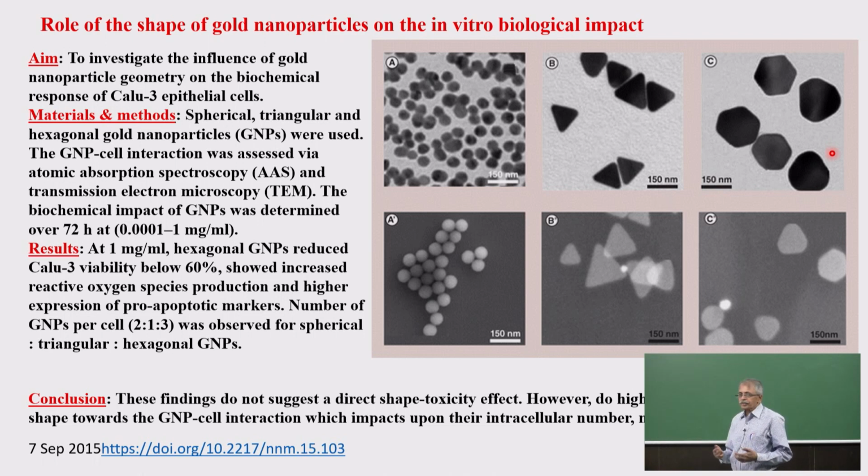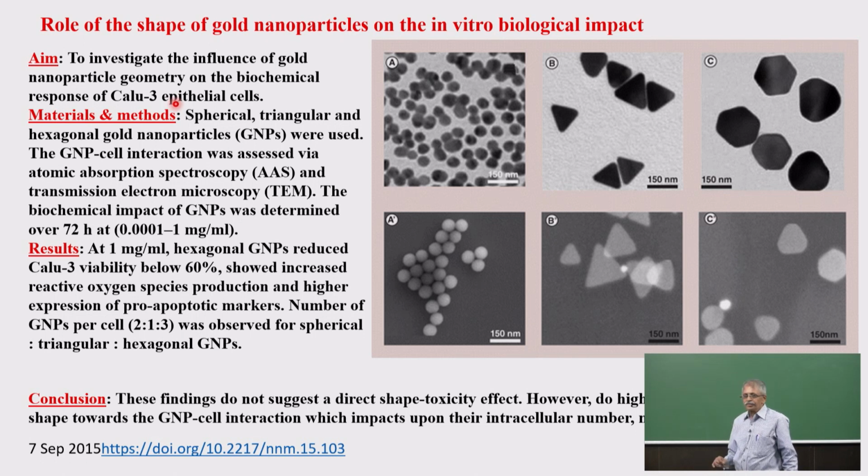And with different metals, not only gold. The example here is gold, but you can make it with silver, copper, zinc, other kinds of metals as well, nickel. So a lot of these things. This is from another paper. This was done with a view to identify how these shapes of gold nanoparticles are going to influence the biochemical response, which is studied with some epithelial cells, labeled as CALU-3.